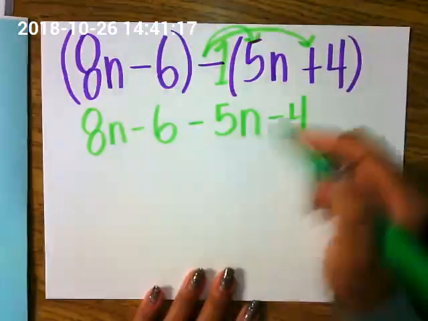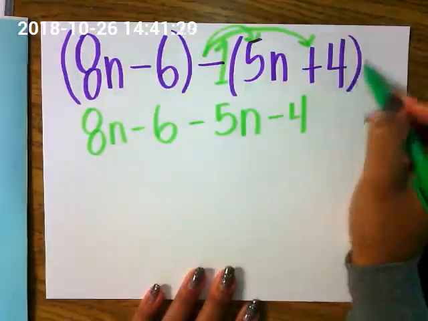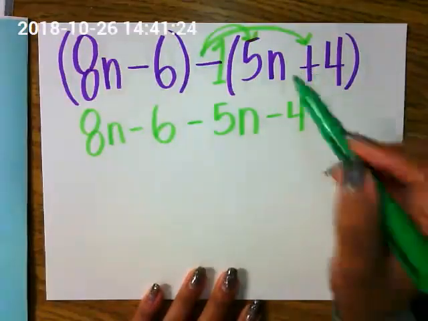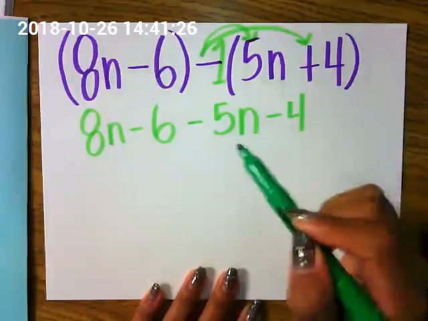Another most common mistake. A lot of people are distributing, but not distributing to that second number. You only change that first one. Make sure you check that before you start adding like terms.